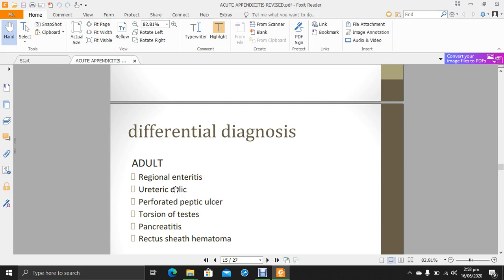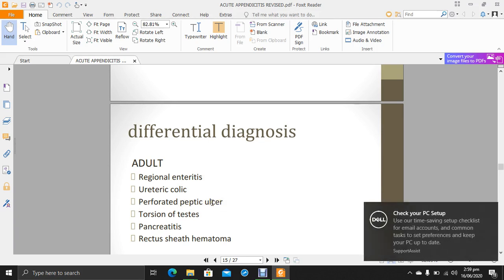Sometimes the sonologists mention in their findings that the probe sign is positive. The patient does not like to have the ultrasound probe in the right iliac fossa. So this is all about ureteric colic and acute appendicitis, so that you can remember. And a perforated peptic ulcer can present like this, because when perforation occurs, the acidic secretion of the stomach comes down the right gutter into the right iliac fossa. You will think that this is acute appendicitis.